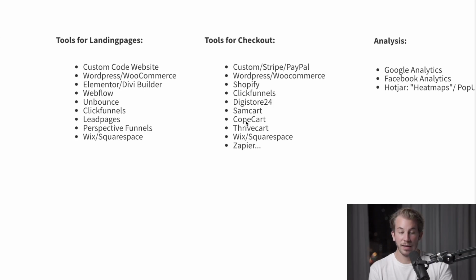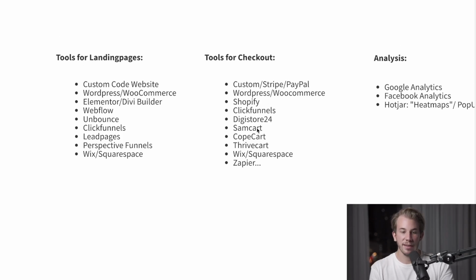Lately, Copecart has been in some legal trouble for various reasons, mostly because the checkout and the way it sells products is so good that it's kind of a legal gray area. But I really like Samcart and Thrivecart. They have phenomenal checkout design. You can do all the stuff that we talked about.